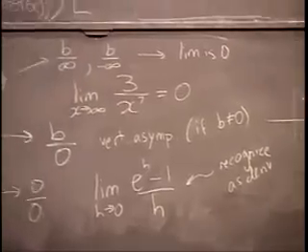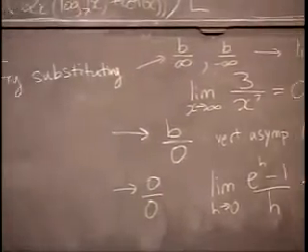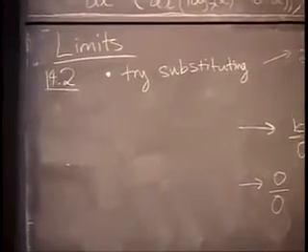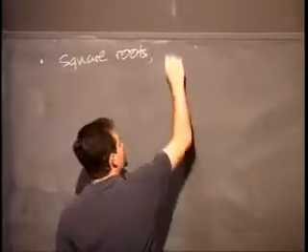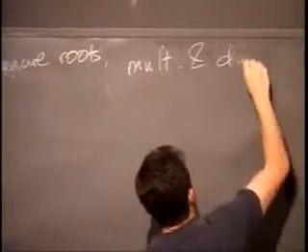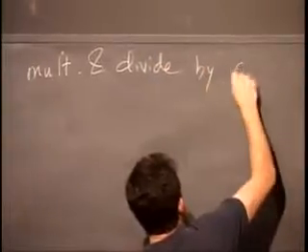Actually, before I go into the functions, I've got two more points. If you have square roots and they look like you can't resolve them by other means, remember the conjugate trick. Multiply and divide by the conjugate.